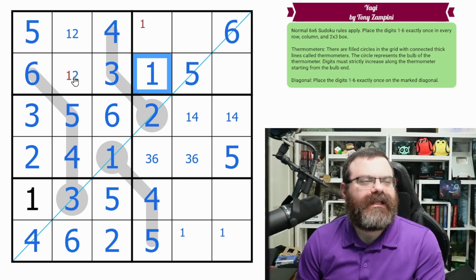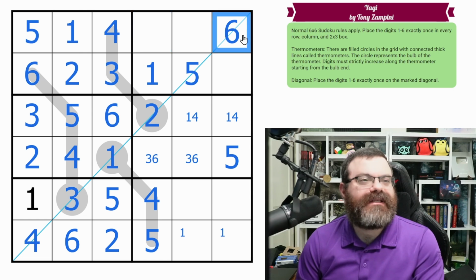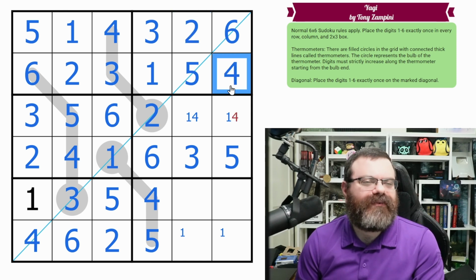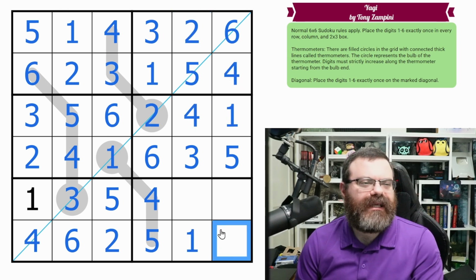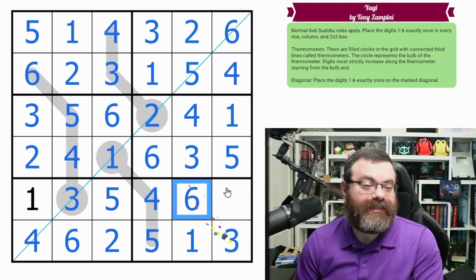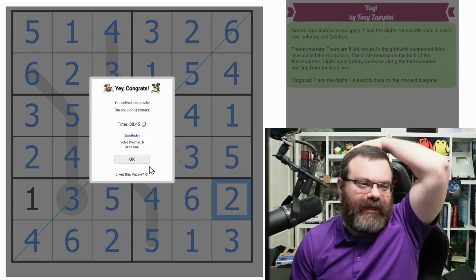1, 3, 6. This can't be 3 or 6. So this is our 1, 2, and 1. This is a 3, 6, not a 6. So that's 3. That's 6, that's 3. Here we finish the row with 2, finish the row with 4. That's 1 and 4, that's 1. I need 2, 3, 6. So this is the 3, this is the 6, that's the 2. Get a 3 in the corner right at the end.